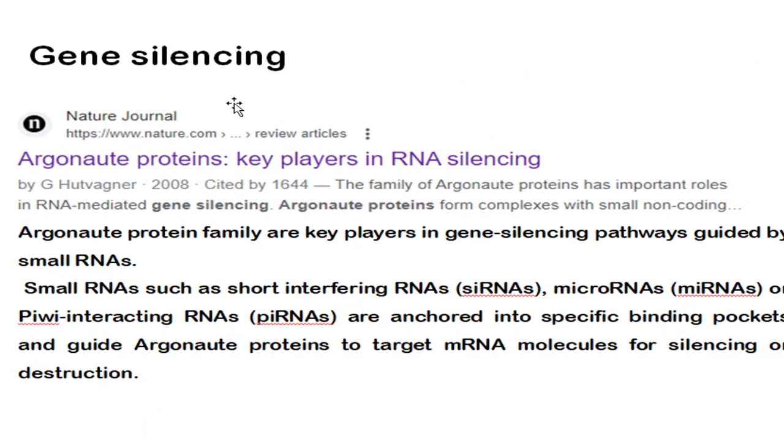Next, a gene silencing question has been asked. The correct answer for this gene silencing related question is Argonaute protein. They are key players in RNA silencing, and this protein family is a key player in the gene silencing pathway, guided by small RNA. Small RNAs include short interfering RNA, microRNA and PIWI interacting RNA, and all three RNAs help this protein target the particular messenger RNA for silencing or destruction. The protein involved in gene silencing is the Argonaute protein.